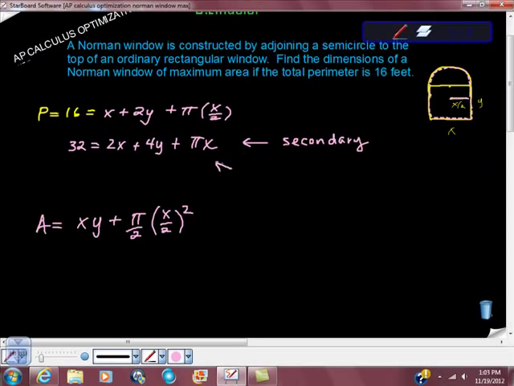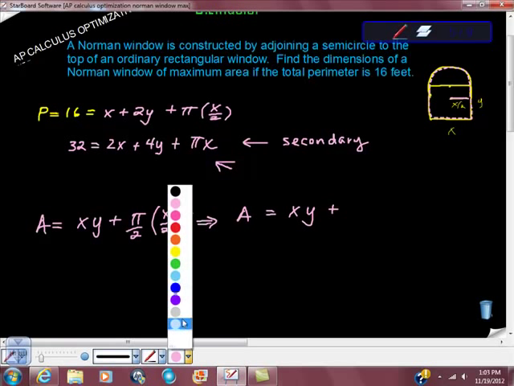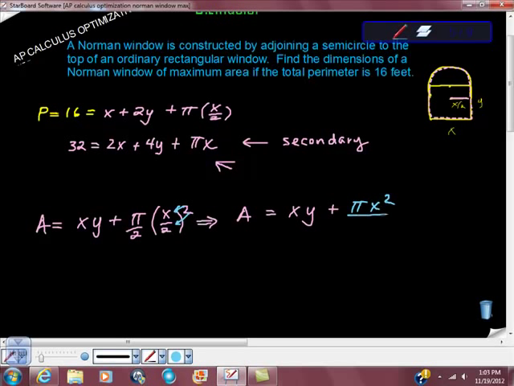Remember, we're going to go back to this in just a second. So I'm just going to say that the area is equal to xy plus, and when we do this we have to be really careful that the squaring goes to both the x and the 2, so we get pi x squared over 8, right? Because 2 squared is 4, 2 times 4 is this 8. That's where that came from.